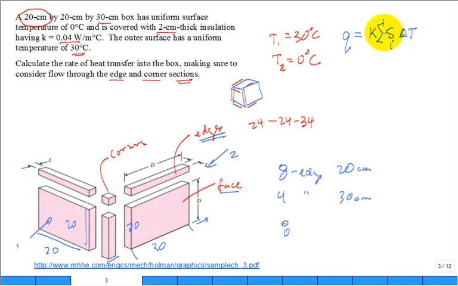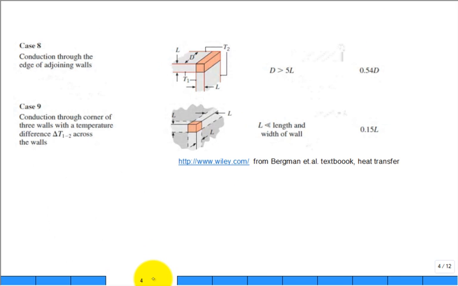Right? So where do you get the information of the shape factor for the edge? Well, in our table and textbook, this would be case number 8, and there's the shape factor, 0.54 times D. You have to take a look at what they tell us is D for the illustration, and isn't that the length of the edge?